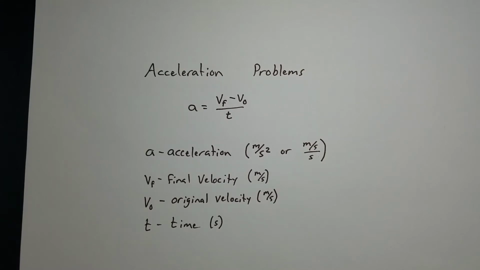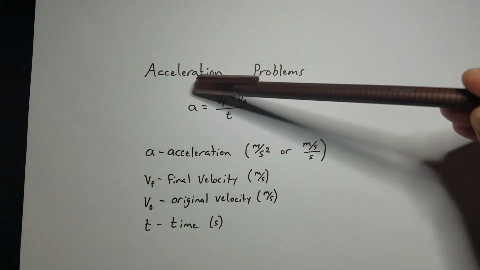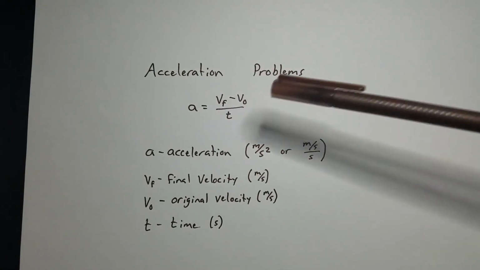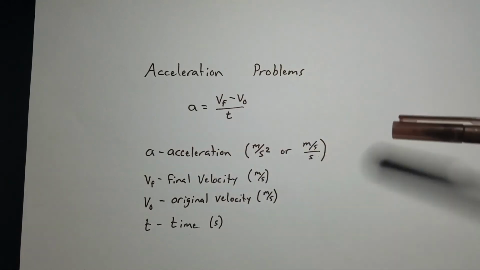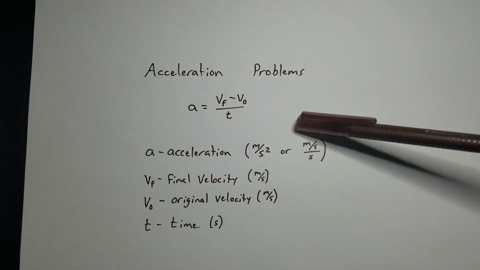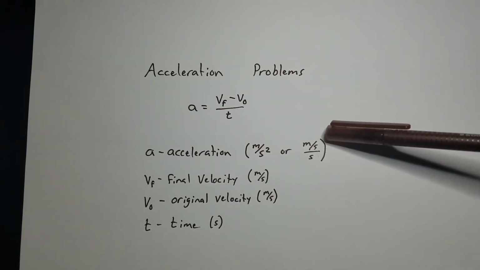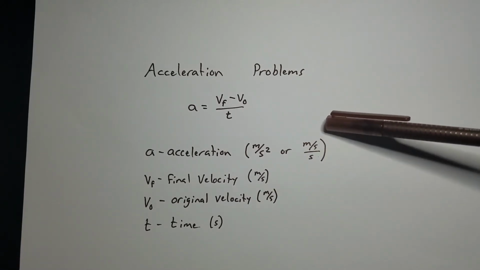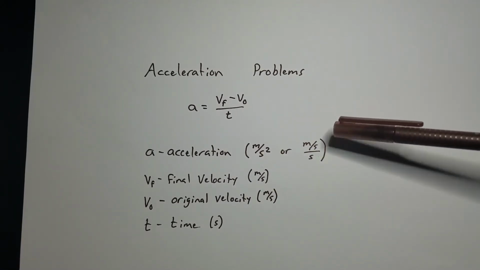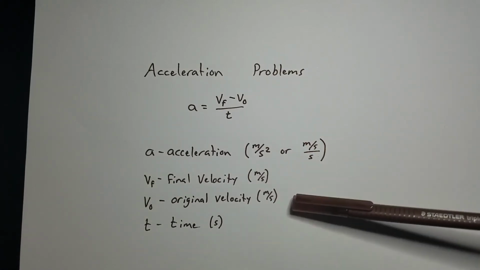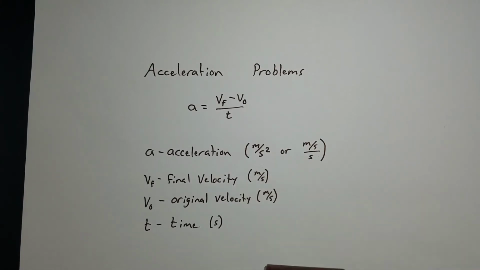Let's talk about solving some acceleration problems. So here's our basic equation for acceleration. Acceleration equals final velocity minus original velocity divided by time. And acceleration, for us, if we keep it in the standard SI units, is meters per second squared. A way you should think about it is that this object is speeding up or slowing down so many meters per second every second of acceleration. VF stands for final velocity, VO stands for original velocity, and T is time.